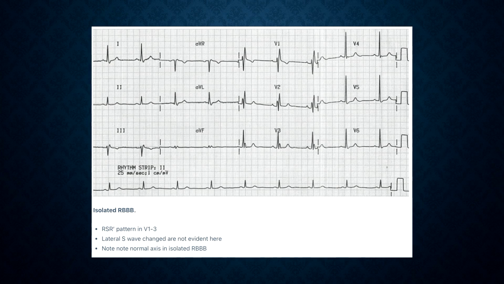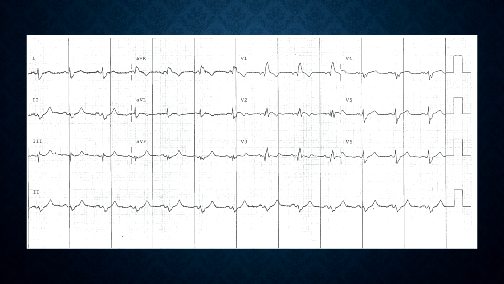Here again is another example. You see that RSR pattern of the bunny rabbit ears in V1. It's wider than 120 milliseconds. And then you can just barely see that slurred S in lead 1 and V6. Some would say this is borderline incomplete right bundle branch block, but it's very close to it. But those bunny rabbit ears really do give it away.